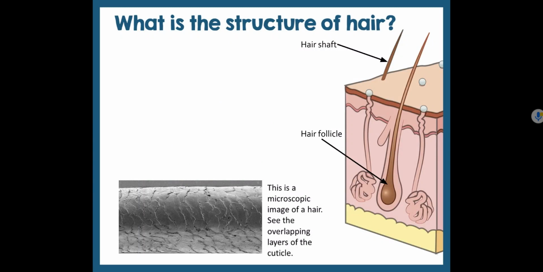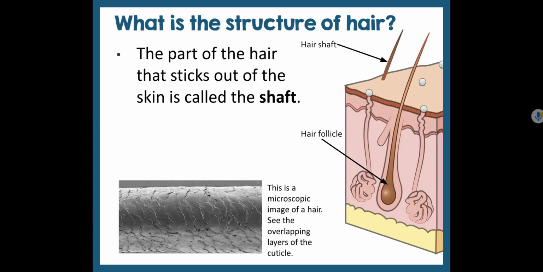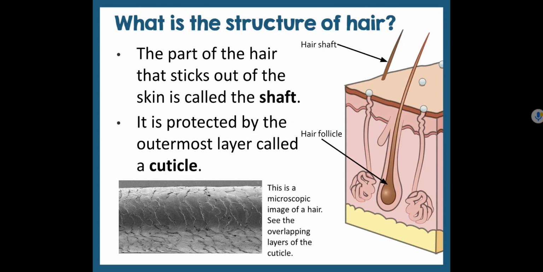What is the structure of hair? Well, the part of the hair that sticks out of the skin is called the shaft. It's protected by the outermost layer called a cuticle, and you can see in the microscopic image at the bottom of the slide the overlapping layers of the cuticle. Hair conditioners smooth down the rough surface of the cuticle, and split ends are caused by the wearing down of the cuticle over time, revealing the underlying cortex and medulla.